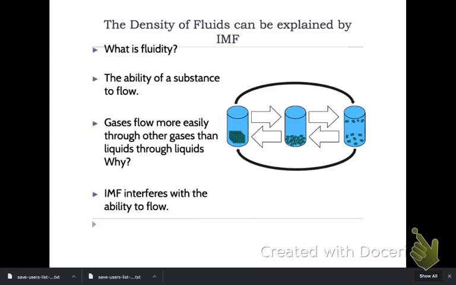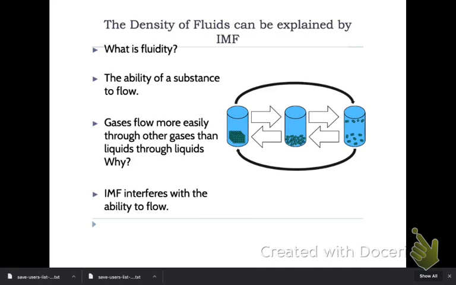Because remember, the particles of a gas are very, very far apart, and the shortest distance between 2 points is a straight line. So they can get to where they're going much faster than a liquid can, which has to move around the other particles. So the more IMF a substance has, the less fluid it's going to be.